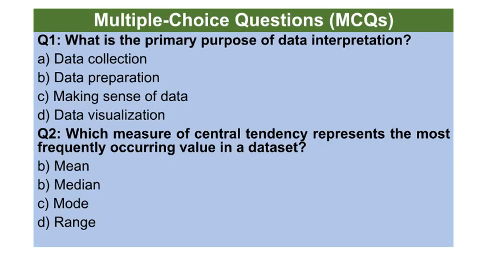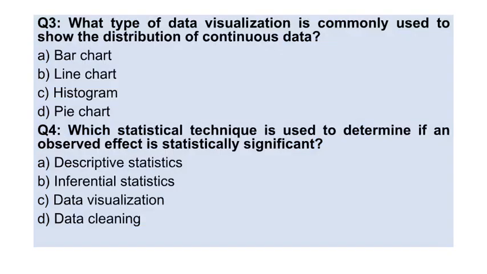Making sense of data. Question 2 is, which measure of central tendency represents the most frequently occurring value in a dataset? A. Mean. B. Median. C. Mode. D. Range. Correct answer is C. Mode.